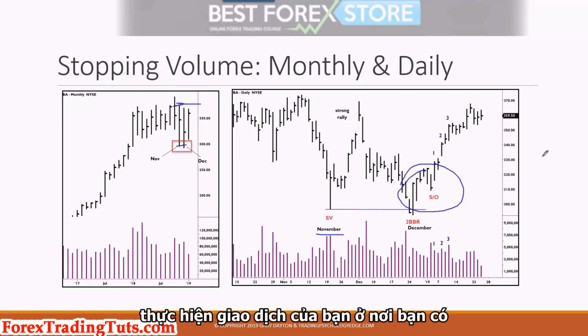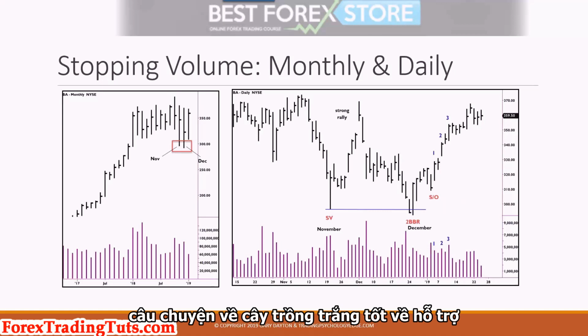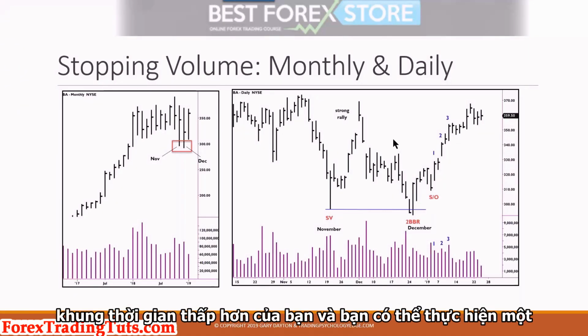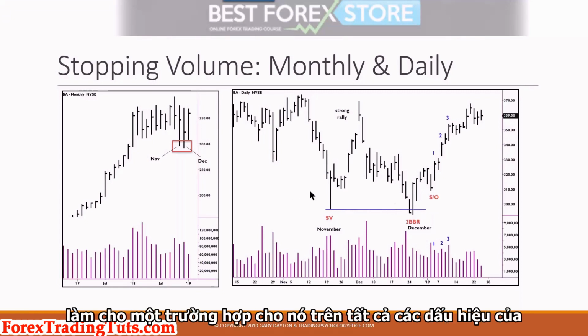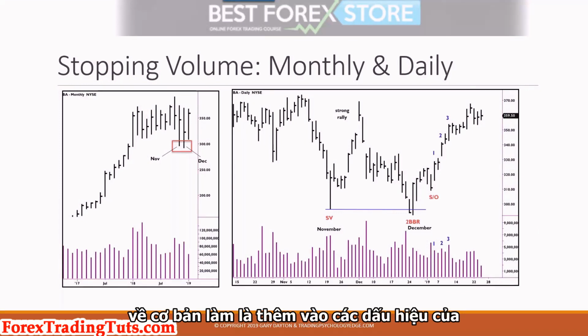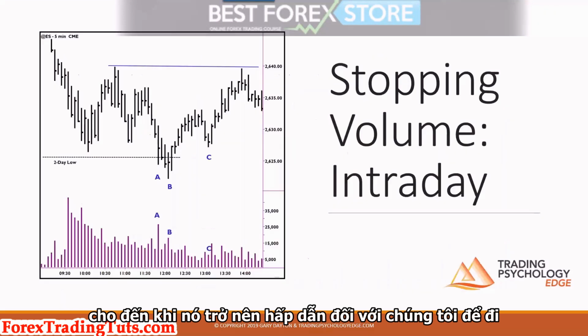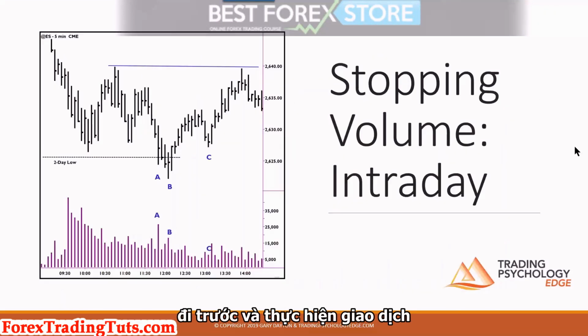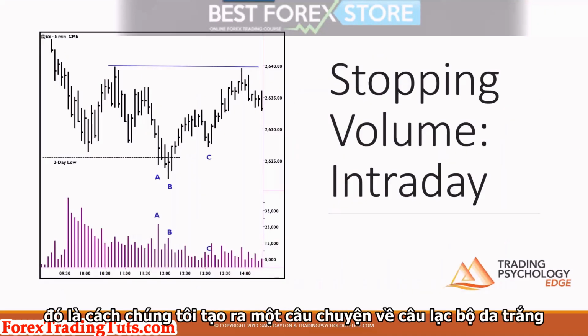Make your trades where you've got that good Wyckoff story of support on the higher time frames, support on your lower time frame, and you can make a case for it on all the signs of strength that we have. What we're basically doing is adding in signs of strength until it becomes compelling for us to go ahead and take the trade. That's how we make a Wyckoff story.